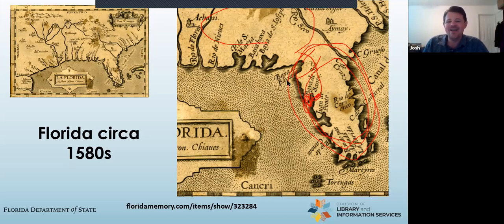But here's the funny thing. Despite the fact that Florida is proving to be such a disappointment as New World territories go, the Spanish are unable to abandon it. And the reason for that is the strategic importance of Florida. Again, if you look over here on the big map, it's got this part that says Canal de Bahama, the Bahama Channel.